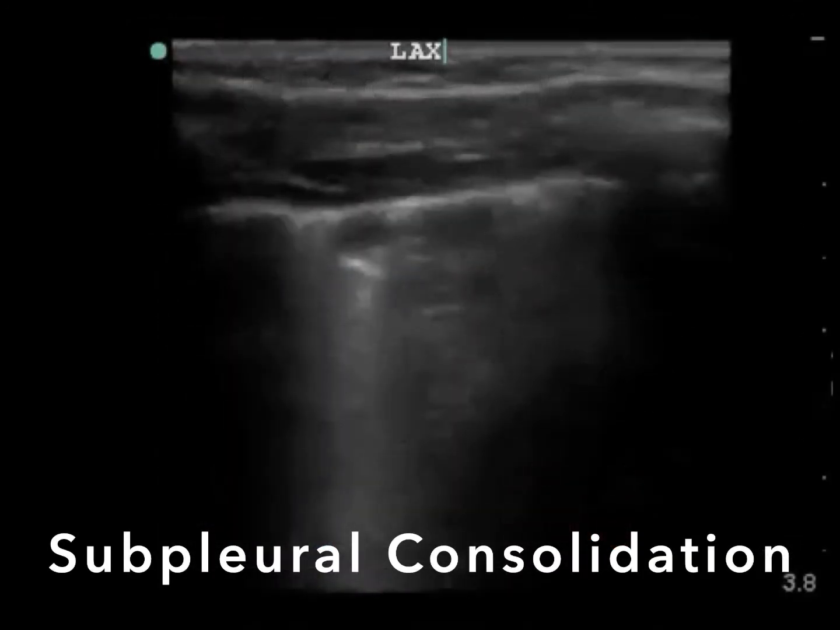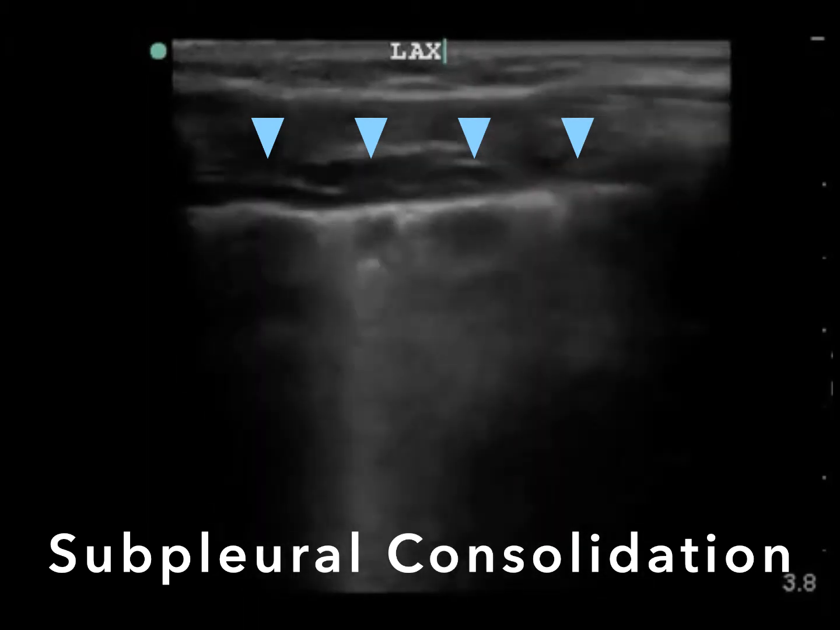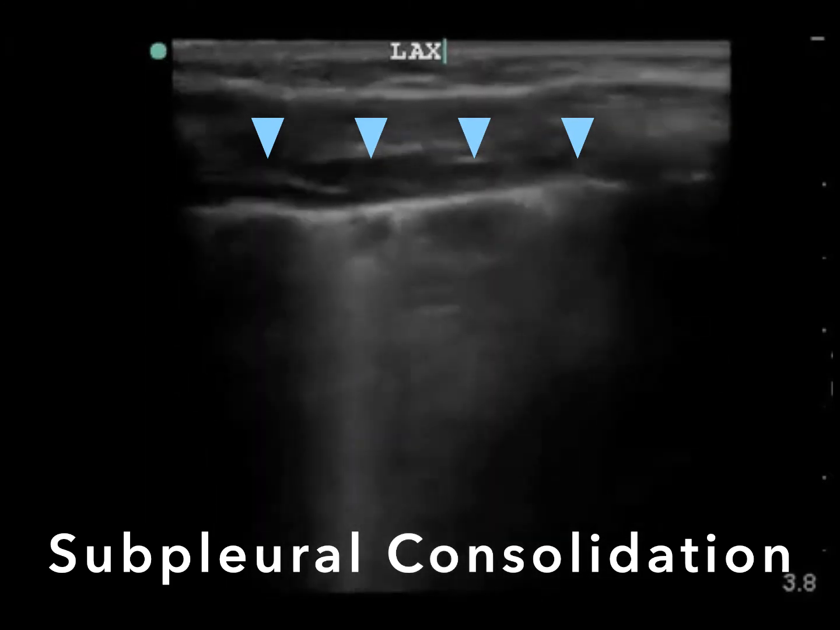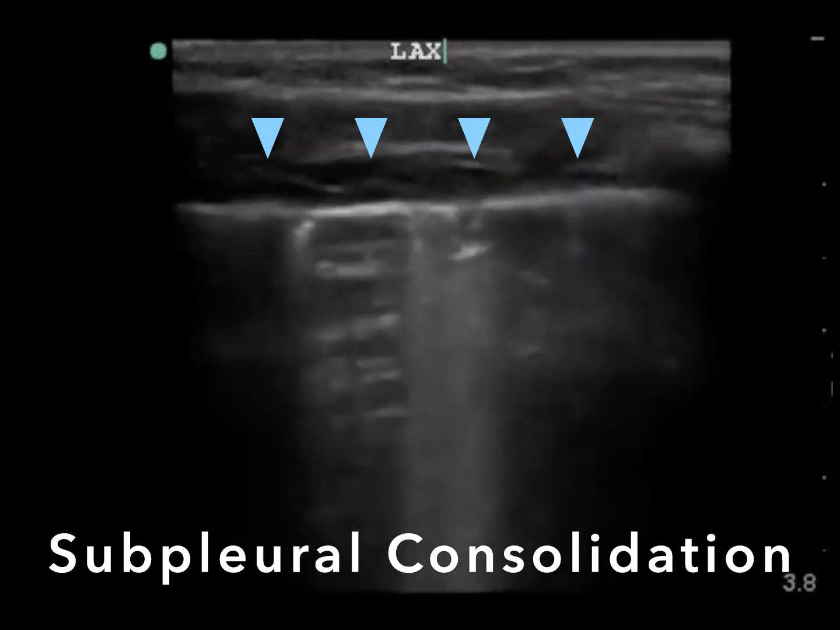Another pathologic finding to look for is subpleural consolidation, the presence of a hypoechoic area starting from the pleural line, outlined here in orange. These are usually small and can represent infection, most commonly viral pneumonia, but they can also appear with inflammation or pulmonary infarction.